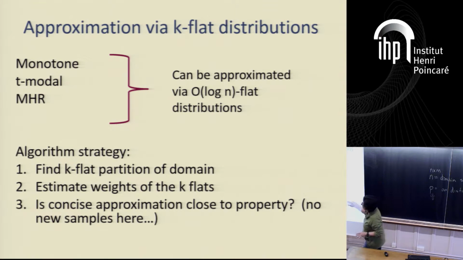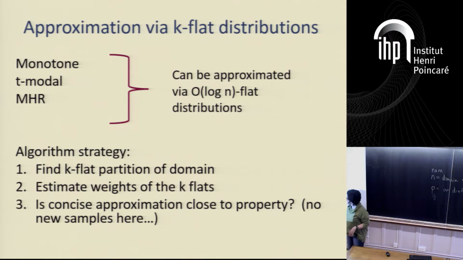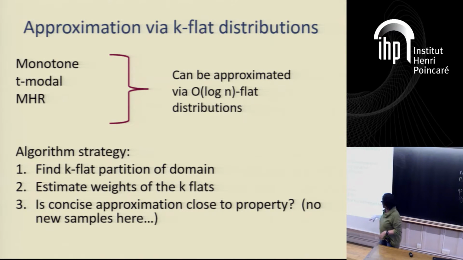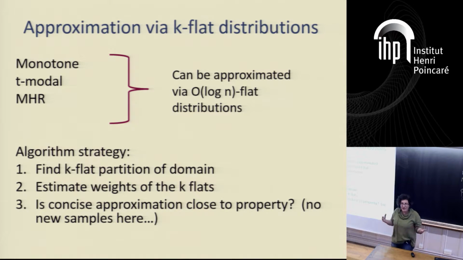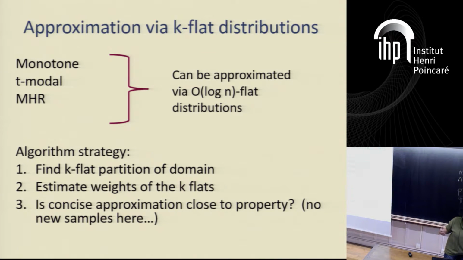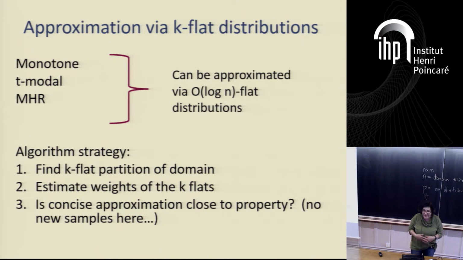Okay, so what we're going to do is find a k-flat partition of the domain, and then we're going to estimate the weights of the k-flats, and then, if it really was monotone, then it was supposed to be log n flat, then this whole thing really would work. And now we have to check if it really was monotone. So is this thing really close to my original distribution? And that's what we're going to check at the end here, that this thing we learned is actually close to the distribution. Okay? And if it's not, then we did not learn the distribution.